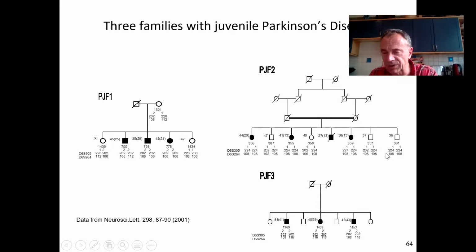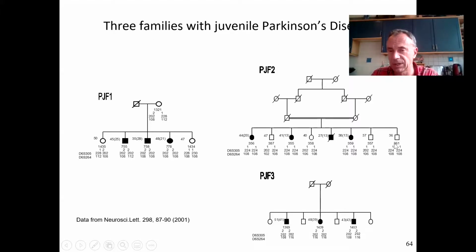Now this person looks like they have two copies of 224 and 108, but they're not affected. So did they just get lucky? Are they going to get Parkinson's disease, and they haven't got it yet? Or is it the case that the Parkinson's disease gene is nowhere near these variants at all? So you don't have to worry too much about these things.